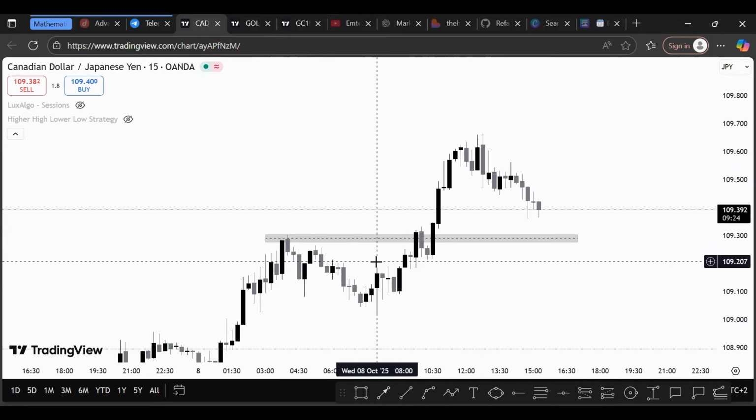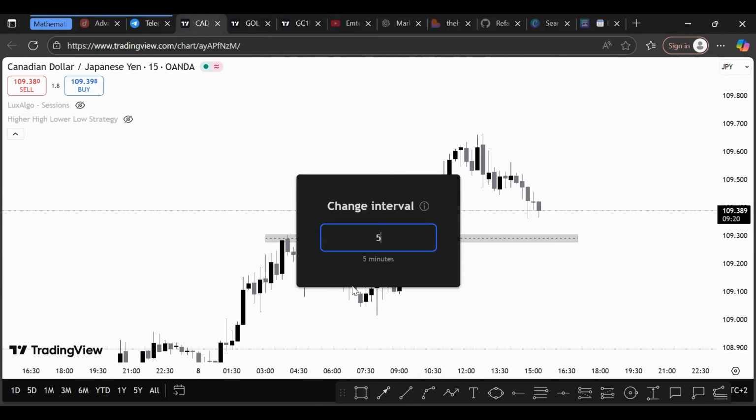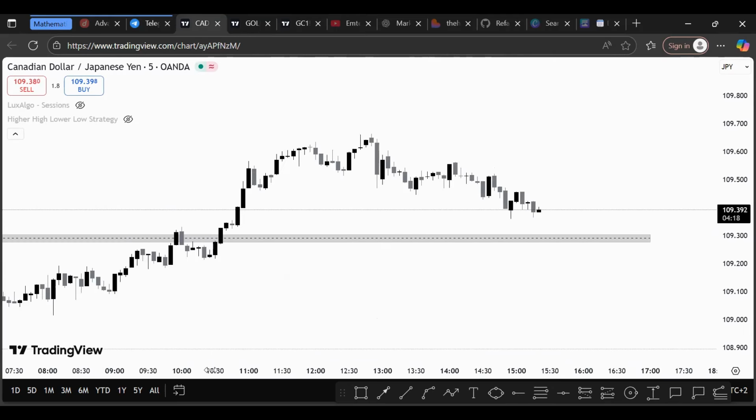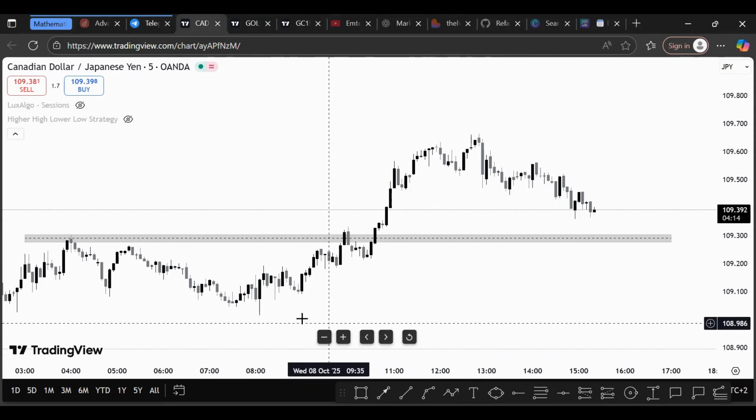You understand? As you can see, we were on a downtrend, because the 5 minute would show it properly. If you go down to the 5 minute, the 5 minute will show it properly.